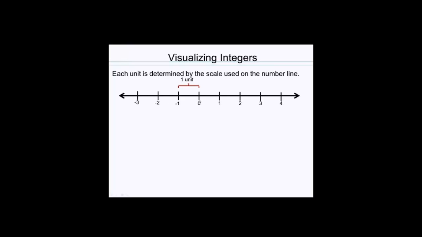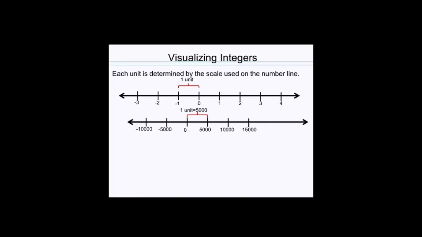So if I go increments of 1 up, I'm going to have 1, 2, 3, 4. If I go increments of 1 below 0, then I'm going to have negative 1, negative 2, negative 3. So you can see I'm using a scale of 1 from 0. If you take a look at this next number line, I have 0, and then I go 5,000, 10,000. And if I do that, then 1 unit is worth 5,000, and so I'm going in increments of 5,000. Going up positive numbers from 0, going down is negative numbers from 0.